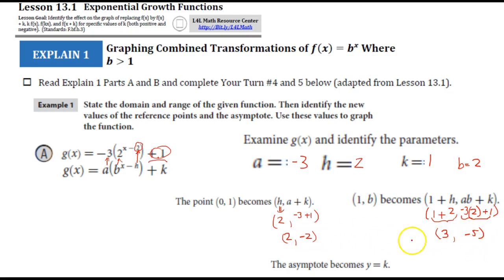So these are the 2 points we're going to use to graph our line. And then our isotope would be y equals whatever our k value is. We found our k value to actually be 1. Alright, on this next slide we're going to go ahead and take these values that we found here to go ahead and graph.